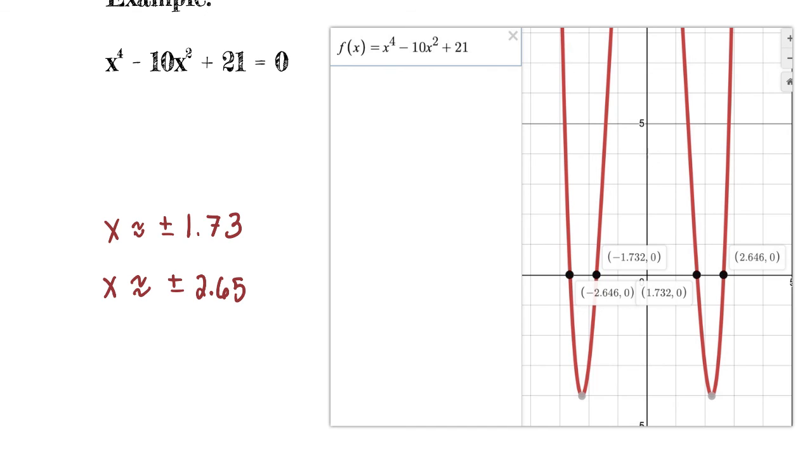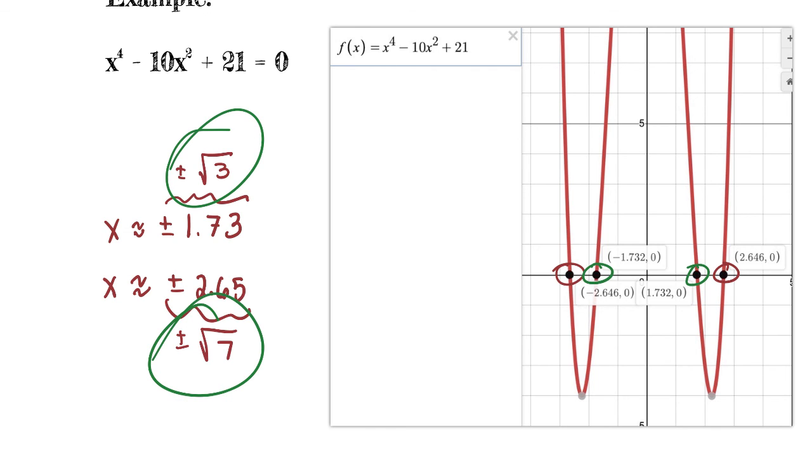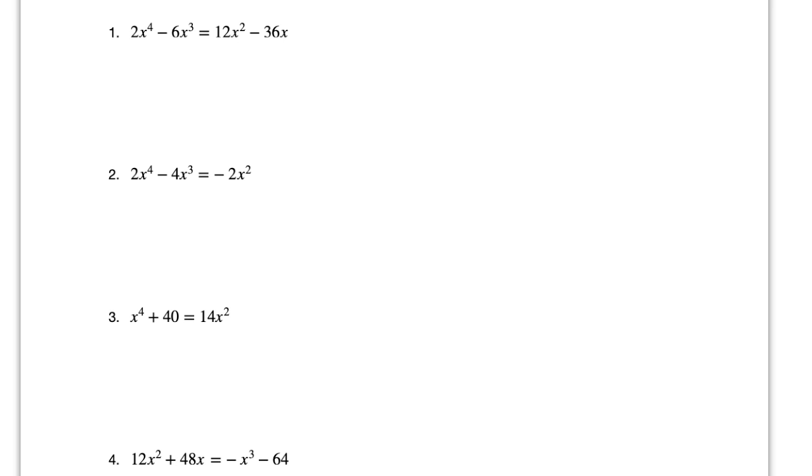This is our approximations. This is plus or minus root 3, and this approximation is plus or minus the root 7. And you can see over here in the graph, there's our plus or minus root 7s. These are plus or minus root 3s. And our graphing with Desmos did not give us the exact answers. And so we would have had to have done this in the method I showed with factoring. That's it. It's pretty straightforward.